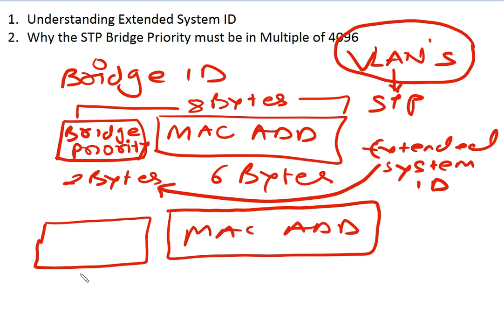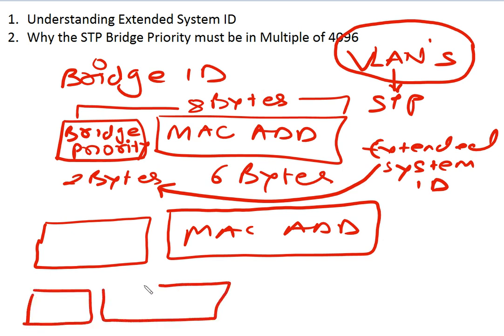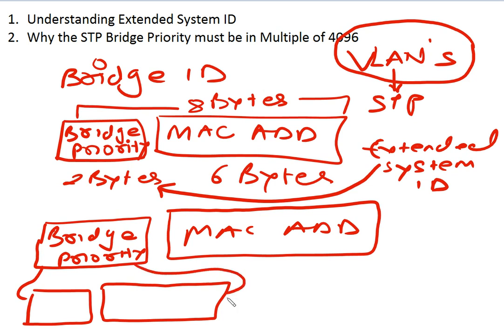This was divided into two parts. This is your bridge priority. It was divided into two parts, right? Let me clean up a little bit and then I'll explain again.